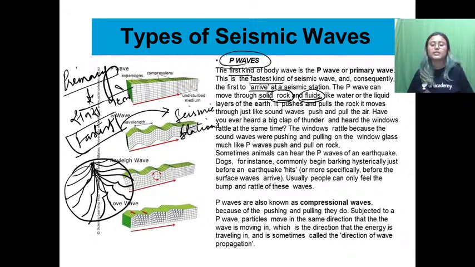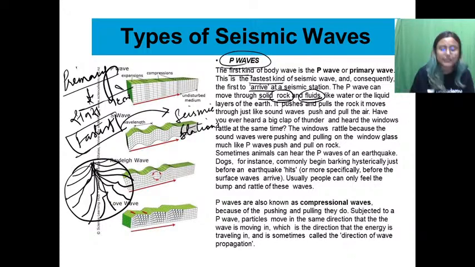So the answer is the P waves are known as compressional waves. Why are they known as compressional waves? Because when they pass by, the rock particles around them move in a push and pull manner. They push and pull the rock particles, right?